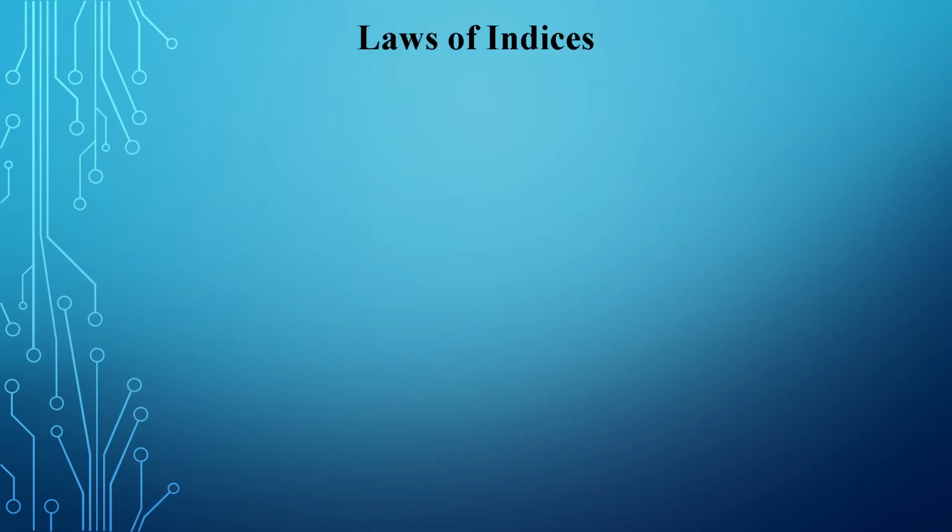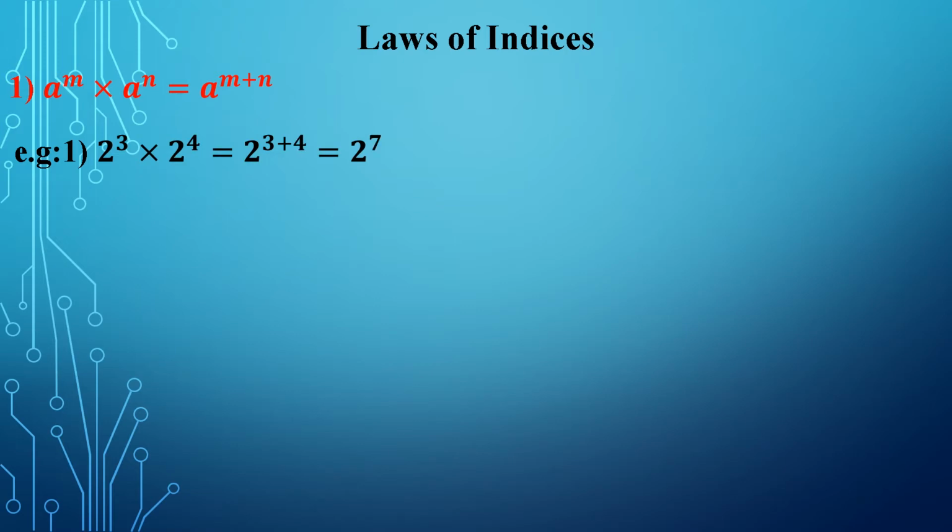Laws of indices. The first law: a raised to m into a raised to n is equal to a raised to m plus n. Here we can see that the base a is the same in both and they are in product. Hence we can add the indices. Let us understand this through an example.